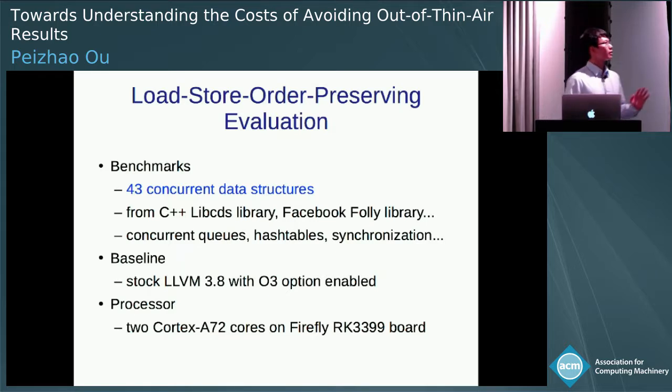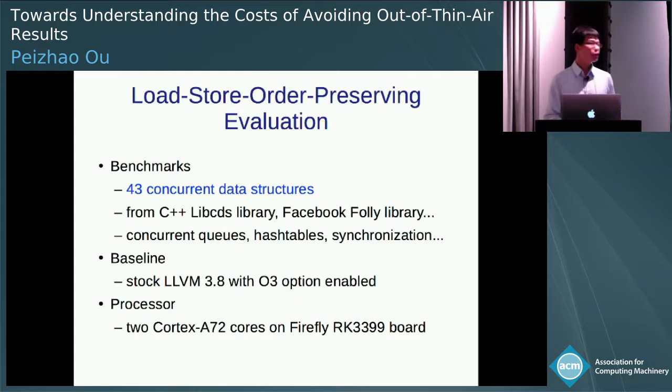Now let me show you the runtime overheads of these different strategies to preserve load store reordering. We used 43 concurrent data structures as our benchmarks, and these are mainly from C++, libcds library, Facebook Folly library, etc. And they cover a wide range of concurrent data structures such as concurrent queues, hash tables, and different synchronization algorithms. And the baseline, again, is the stock LLVM with O3 option.